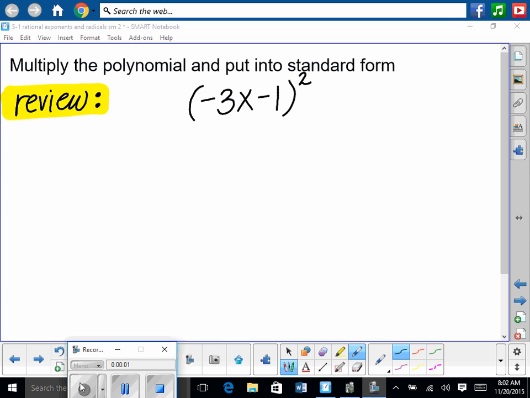You don't have to take notes on this. Just look with me up here. We can't forget everything we've learned this year, and this is one thing that's a no-brainer. We should never miss this type of problem. So it says multiply the polynomial and put into standard form.